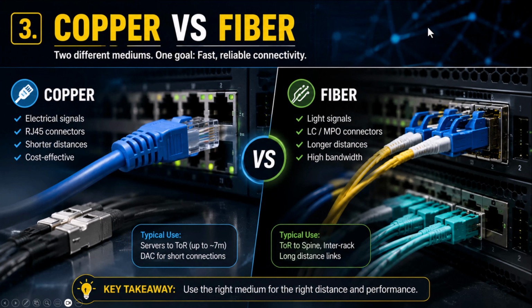Let's start with the basic difference between copper and fiber. Copper carries information using electrical signals. Fiber, on the other hand, carries information using light. Copper is very practical for many short distance connections, especially management interfaces and standard Ethernet connections. Fiber becomes extremely important when we need higher bandwidth, longer distances, and high-speed data center connectivity. So it's not really about saying one is always better than the other. It's about choosing the right medium for the connection.